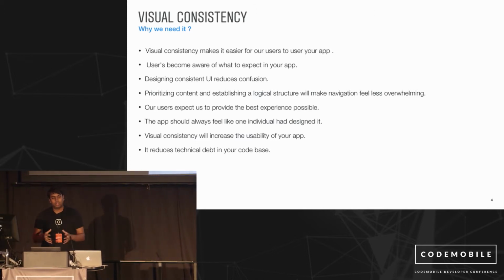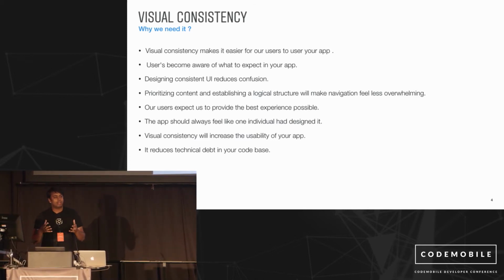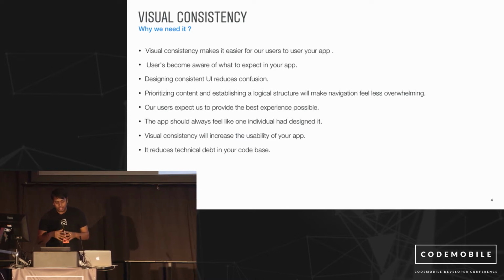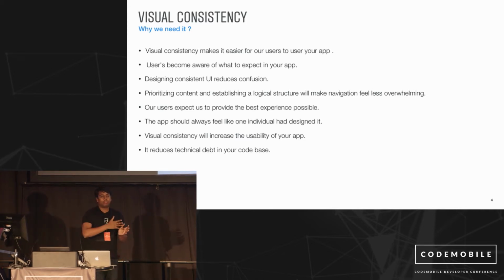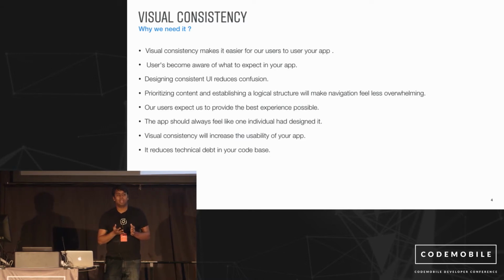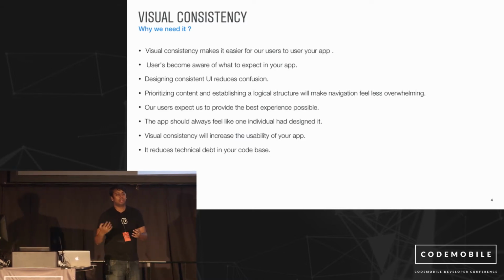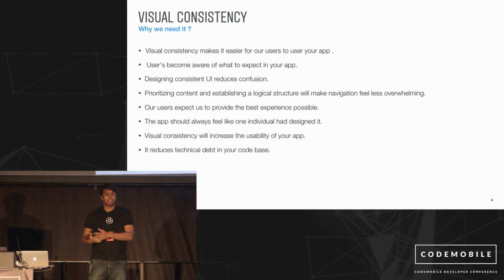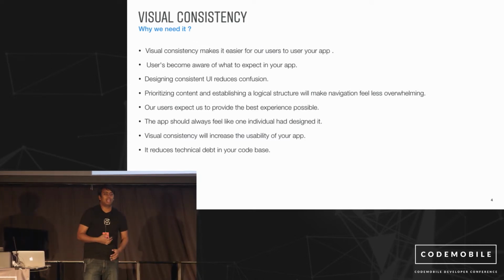You need to be consistent with your content, what you show and so on. At the same time, you need to establish a logical structure in your app. So for example, you go from screen A to screen B, and the user expects you to come back to screen A, because that's how Android natively works when you hit the back button. But if instead of that, you take them to a screen D, which they have not seen before.